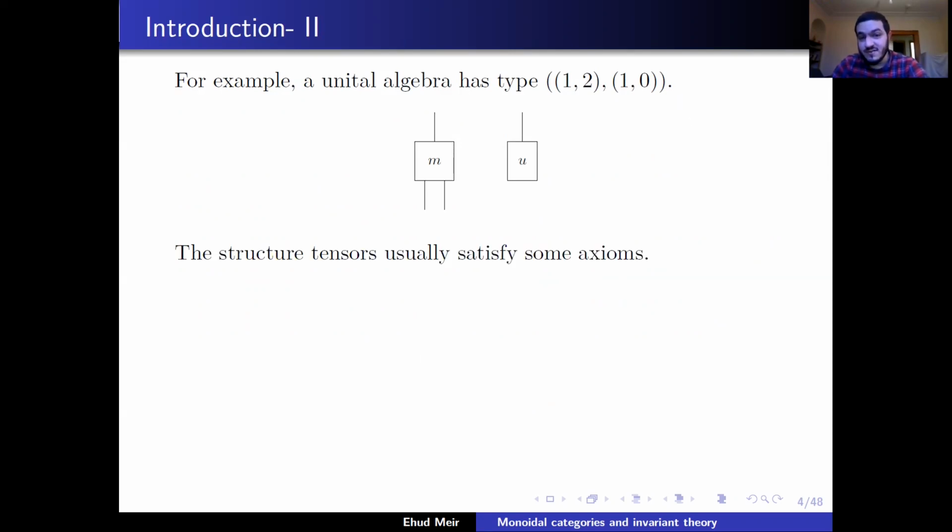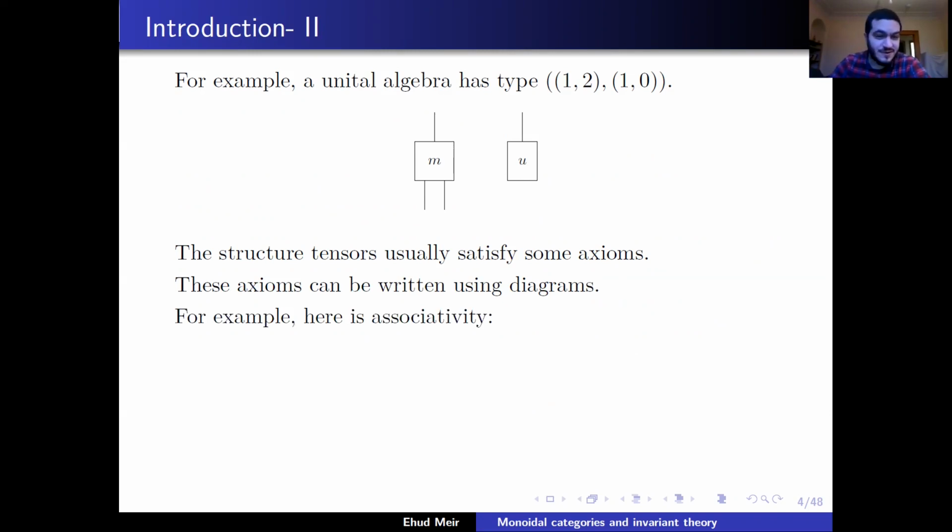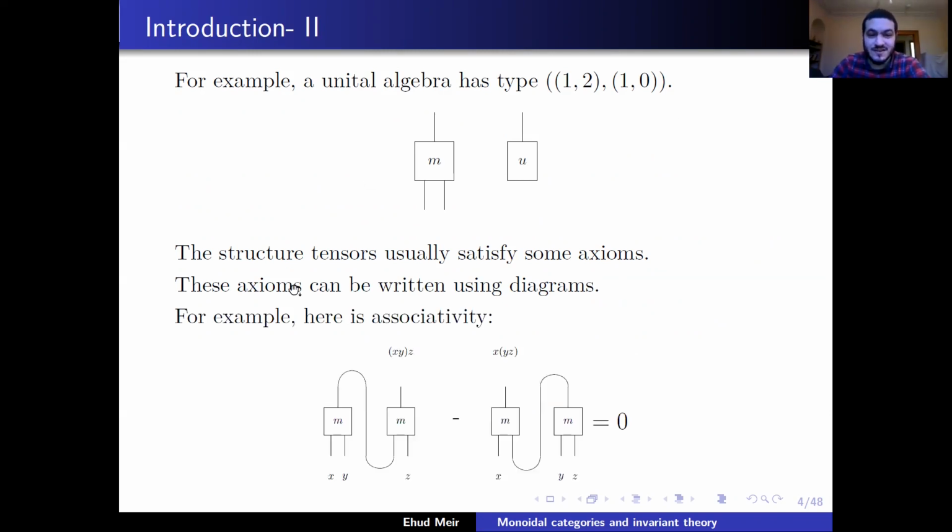Now the structural tensors usually satisfy some axioms like associativity, or if it's a Lie algebra, then the Jacobi identity and so on. And the important thing is that these axioms can be written using diagrams. So here is, for example, how I write associativity. To say that something is associative, I just say that the difference between these 2 diagrams is equal to the 0 transformation going from A tensor A tensor A to A.